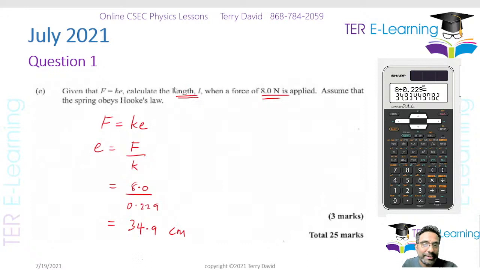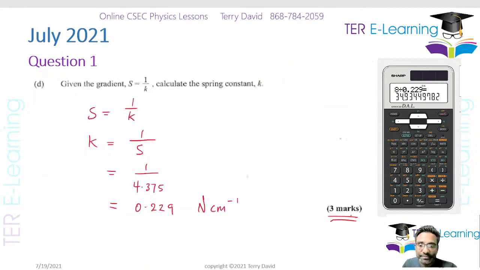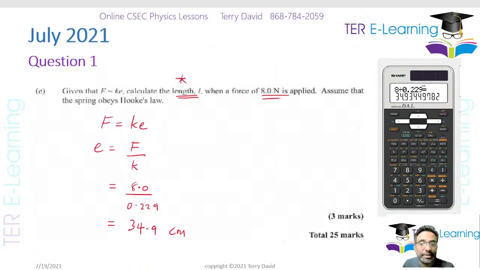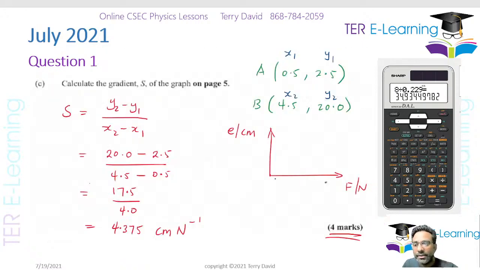Now, you gotta be careful. Look at what the question said. They said, what is the length, right? Now, remember, you know what the original length of the spring is. The length of the spring is 70.2. So this is not my final answer, you know. This is not the final answer. You have to do something else, right? So my original length of the spring is 70.2, right?